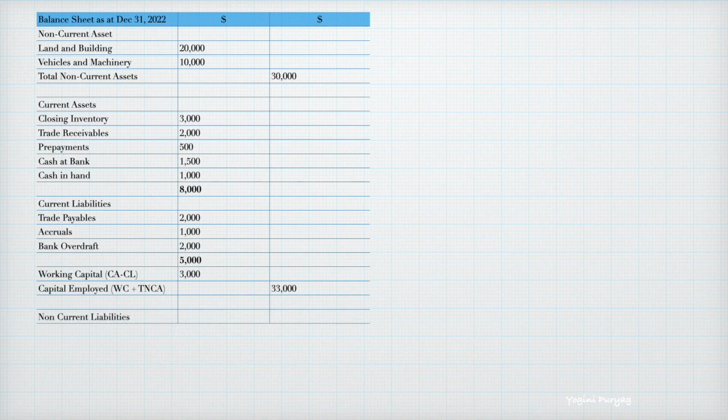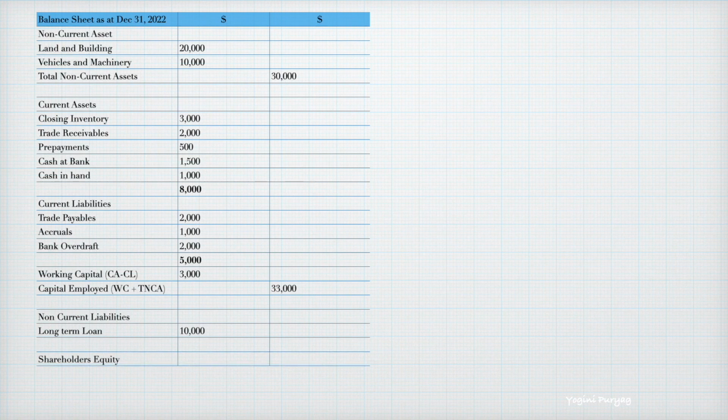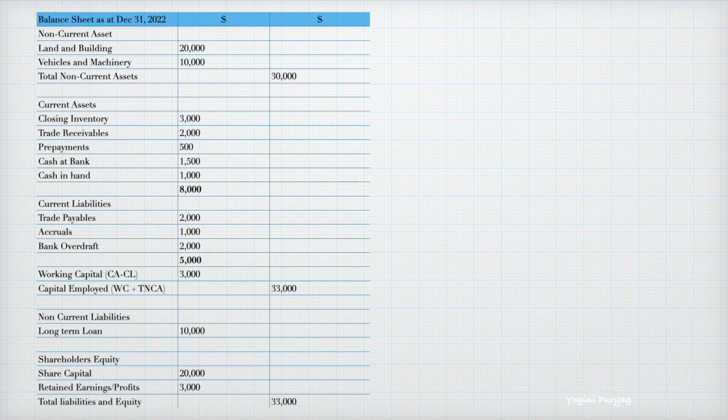So, non-current liabilities is another standard heading of the balance sheet. It includes long-term debts that the business has. And lastly, the balance sheet should also show the shareholders' equity heading. Shareholders' equity comprises of share capital, that is ordinary shares or preference shares that investors have bought in the business. Retained earnings are the profits that are kept in the business and not distributed to investors.